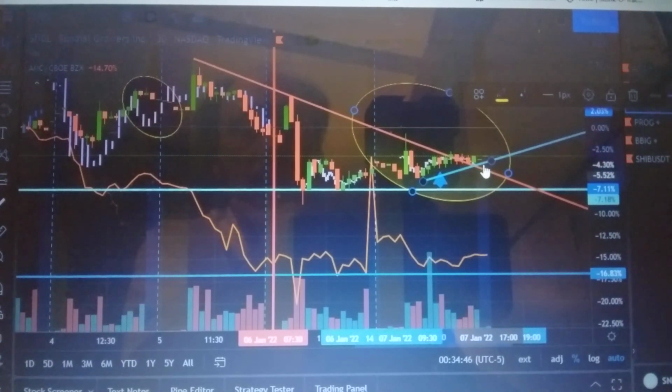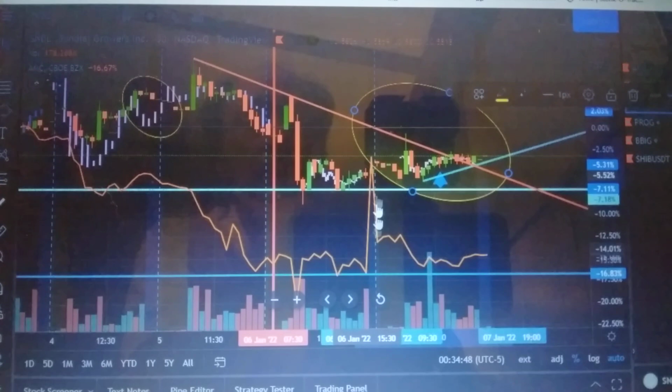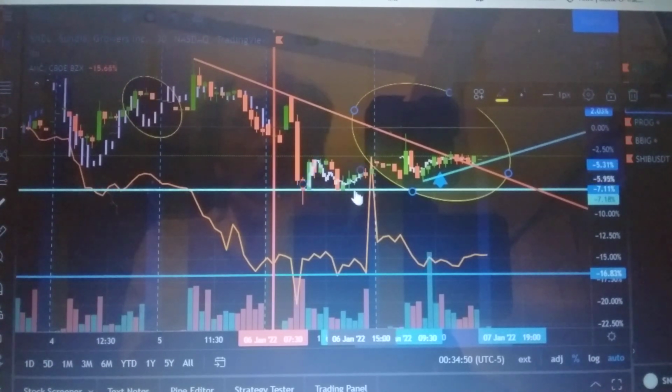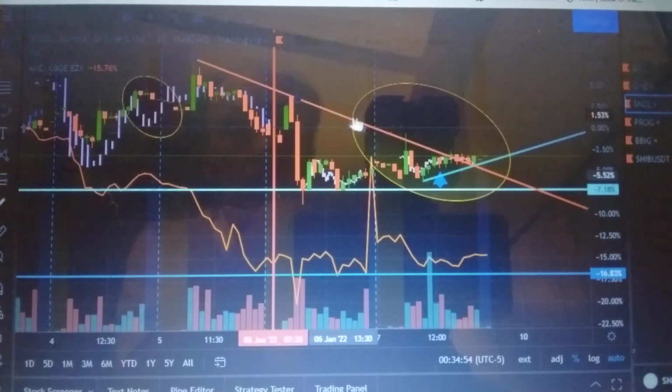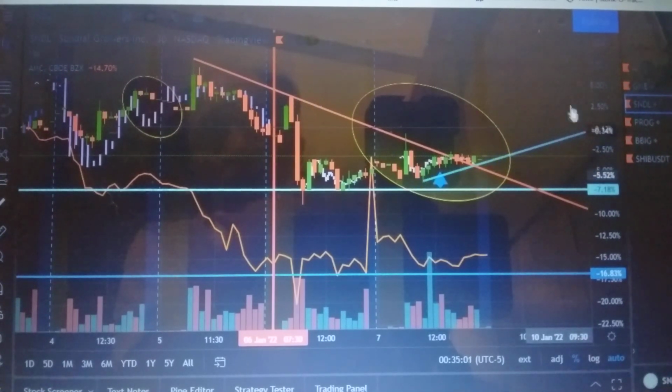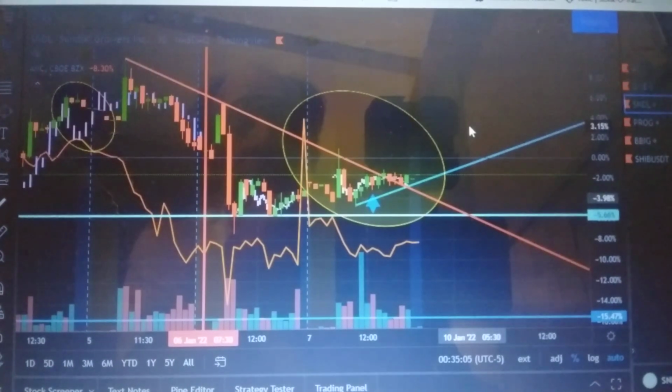But the important thing is this. AMC had to rip up. Sundial didn't. However, Sundial has broken the resistance line and is now able to ride the support line up. But what I think's going to happen is you're going to have a rip up probably around, let me get back out of the percent.